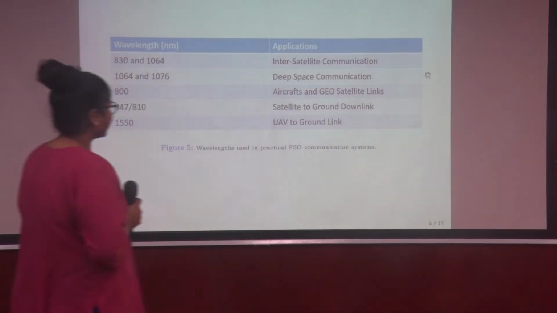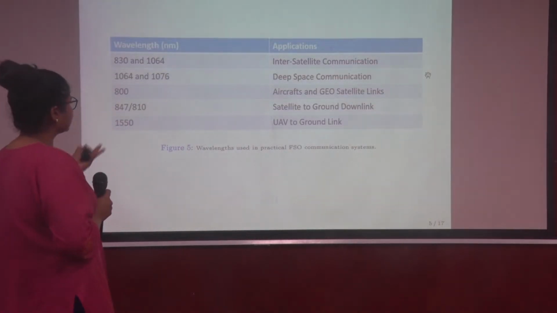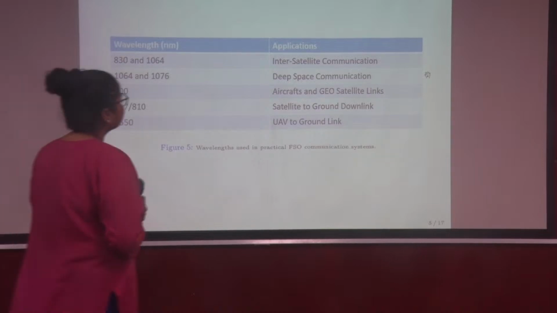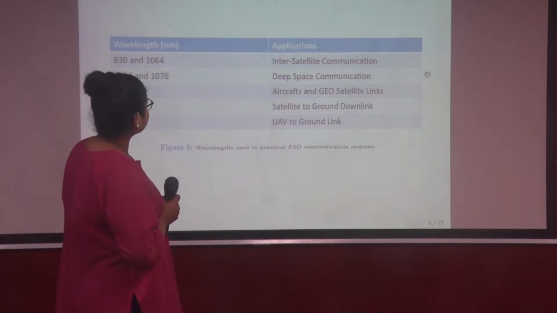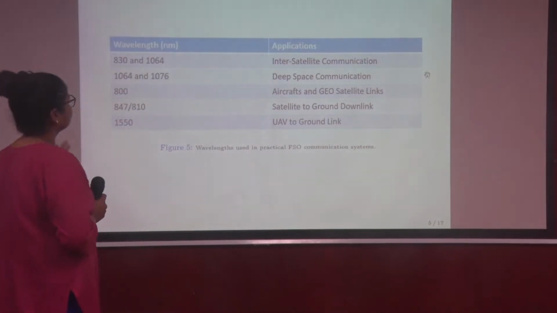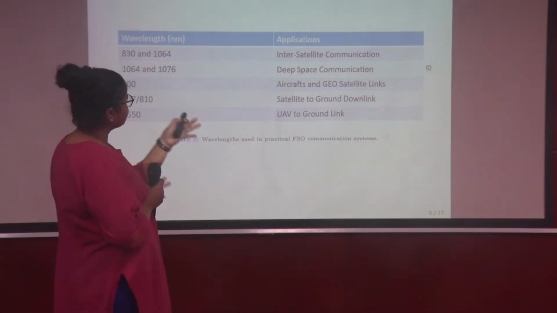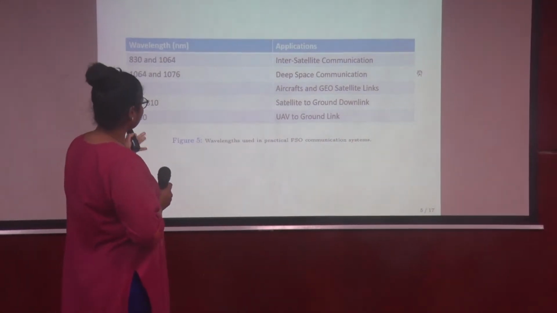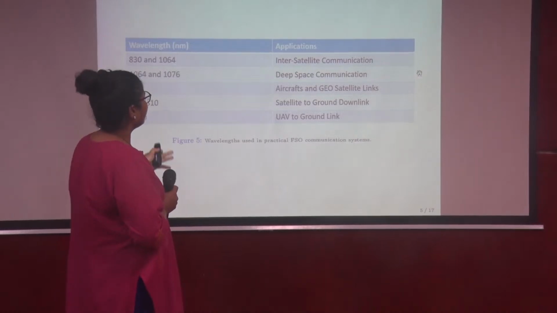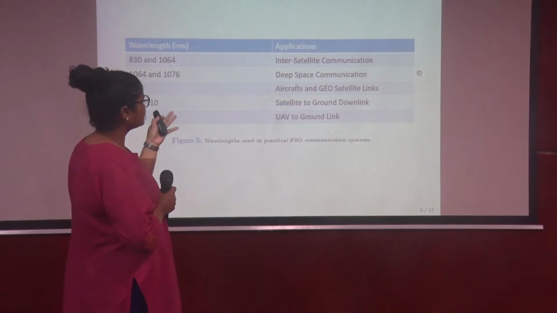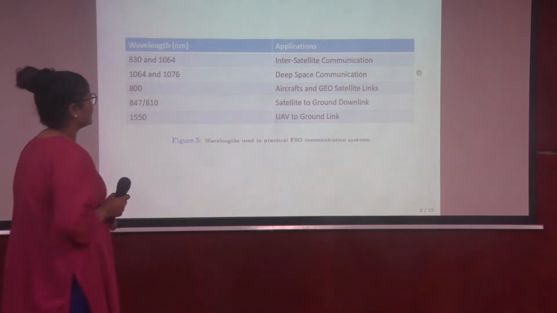Some of the applications based on the different wavelengths for the FSO system are, for inter-satellite communication, 830 and 1064 nm wavelength. For deep space communication, it is 1064 and 1076 nm. Similarly, for the UAV to ground link, it is 1550 nm.